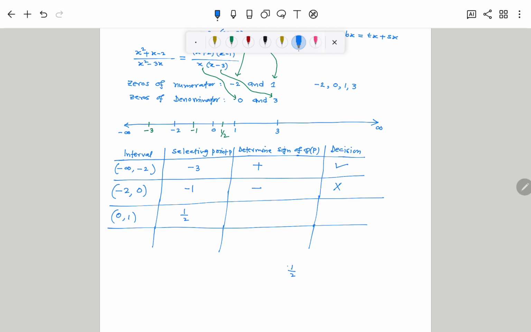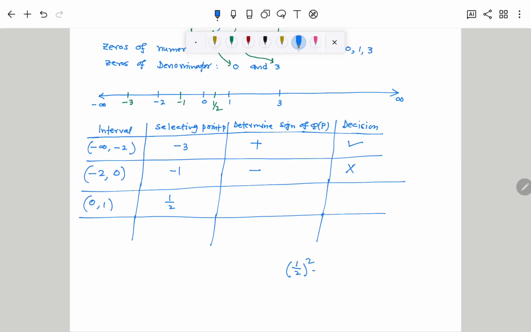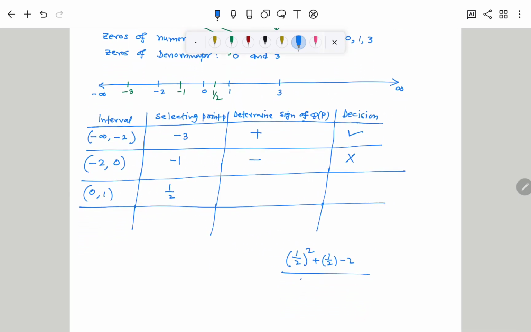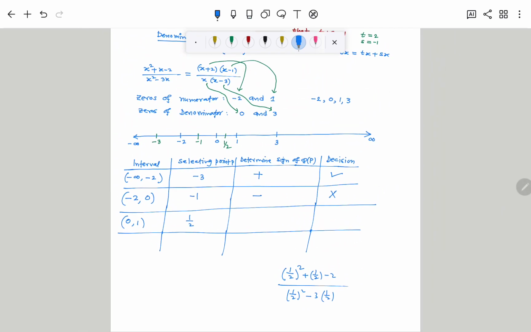Then in that case, (1 over 2) whole square plus 1 over 2 minus 2, divided by, in the denominator, (1 over 2) whole square minus 3 into 1 over 2. You can also put this in the factor form. Instead of substituting here, we can use the factor form of the rational expression. So 1 over 2 plus 2, then easily we can decide the sign without doing a lot of calculation. So then 1 over 2, and here 1 over 2 minus 3.